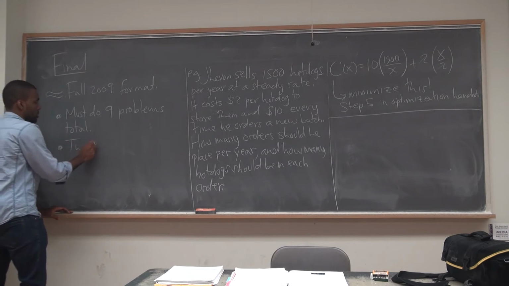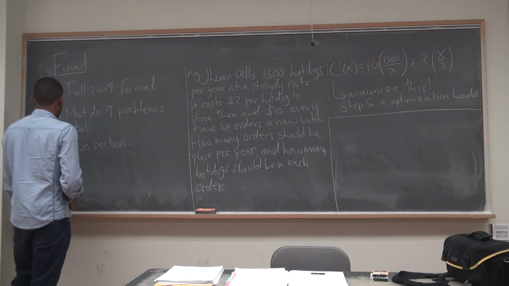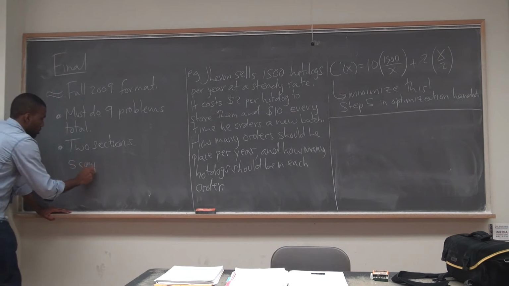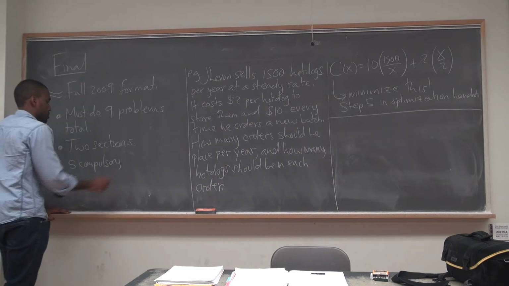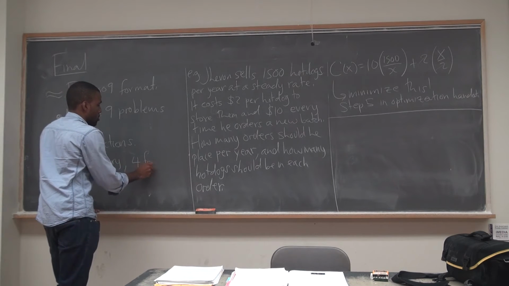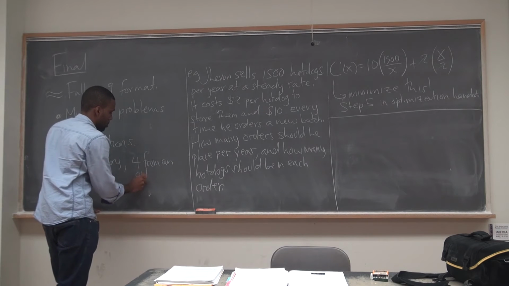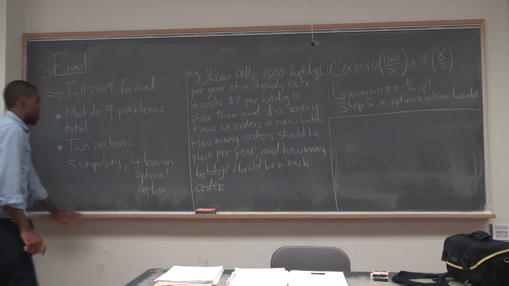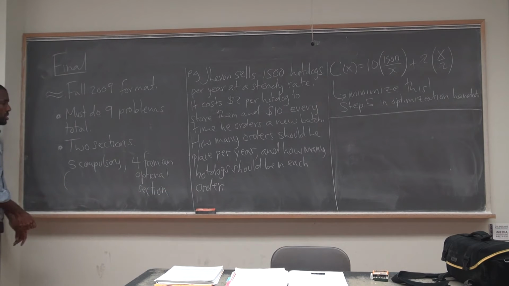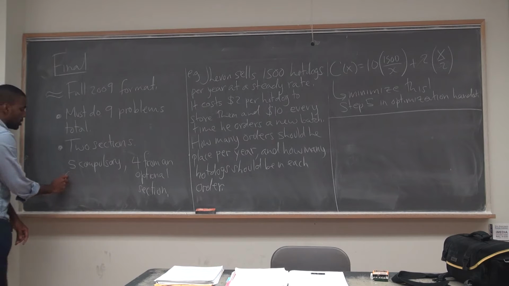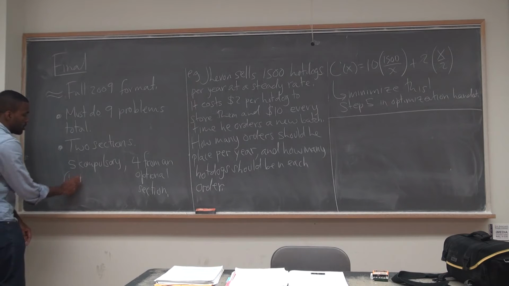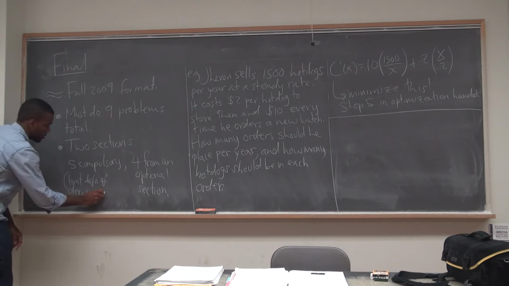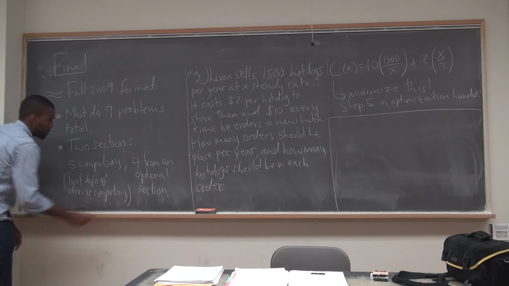Two sections. Five compulsory and four from an optional section. In the fall 2009 file there were four compulsory, but the limit definition of derivative is compulsory, so I'll throw that in the compulsory.